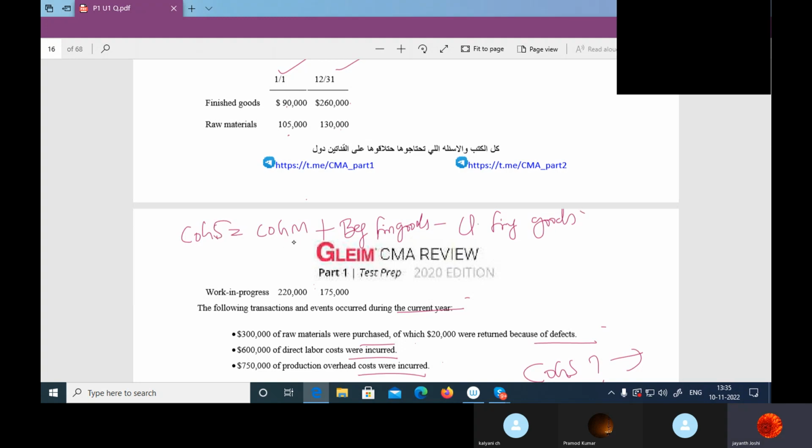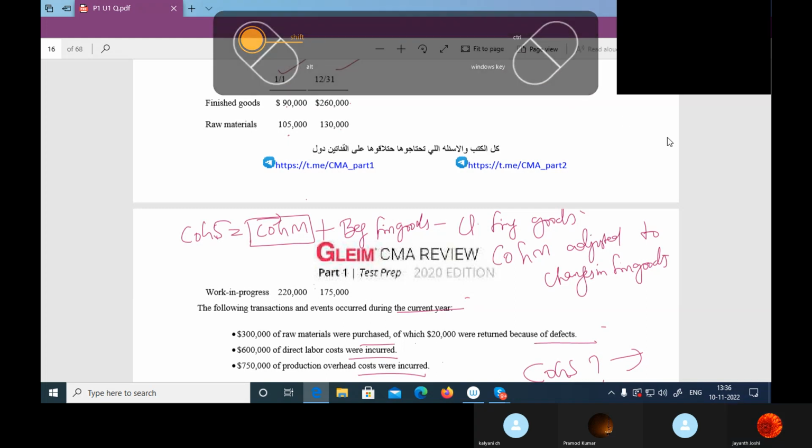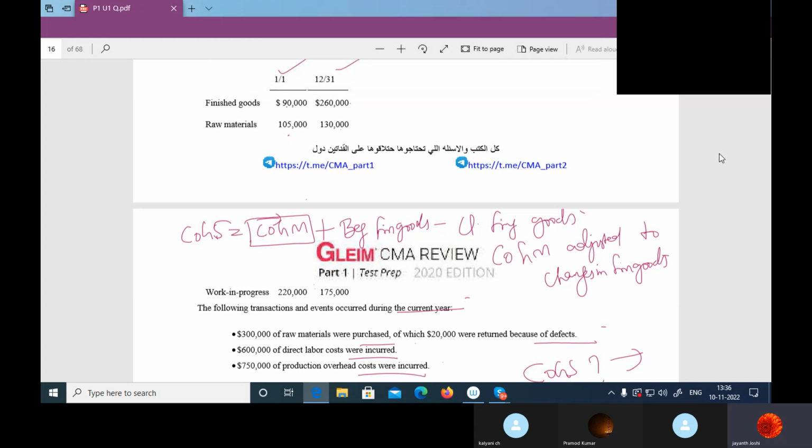COGS is equal to cost of goods manufactured plus beginning finished goods minus closing finished goods, because we are going to sell the goods now. So whatever we have manufactured, to that we are adjusting the changes in finished goods. That means COGM adjusted to changes in finished goods. But now the real task is, what is COGM then? How will you find out COGM? I gave you the simple thing for COGS. Now you find out the COGM.